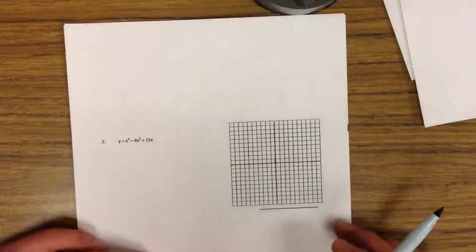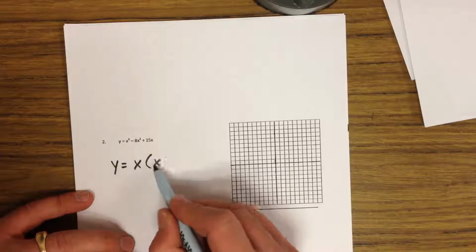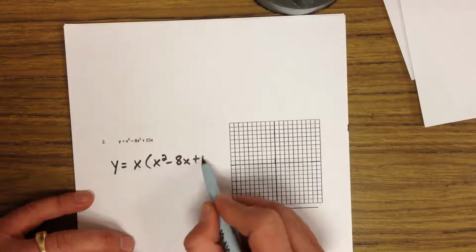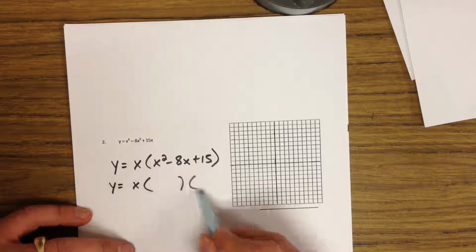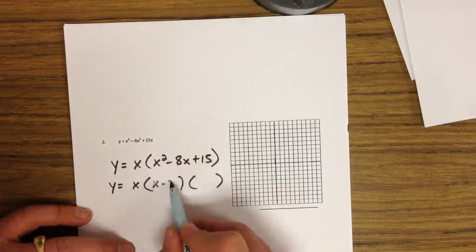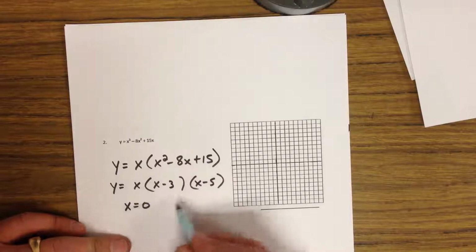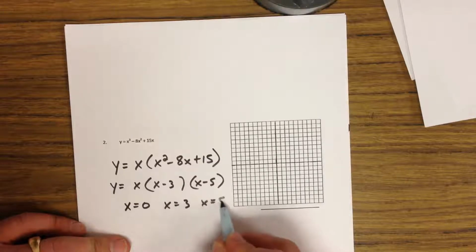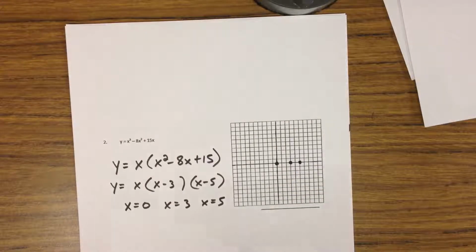This is going to be the longest video that I've done. Number 2, then we'll be definitely finished. So y equals, factor out the x, and this happens to be a nice easy one to factor because -3 times -5 multiplies to 15 and it adds to -8. So my zeros are x equals 0, 3, and 5. So I know this thing goes through those 3 points.